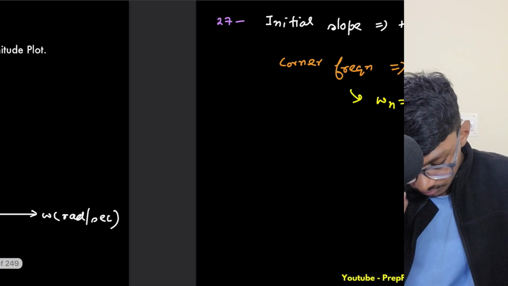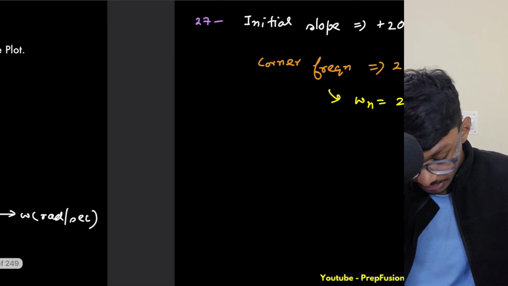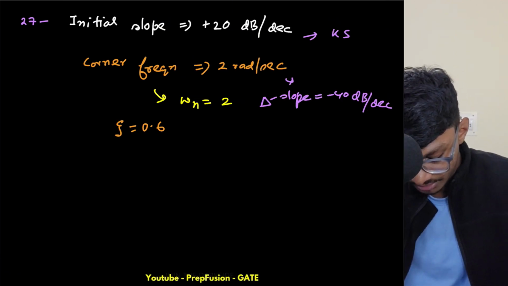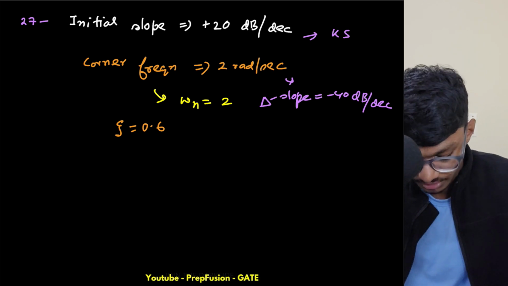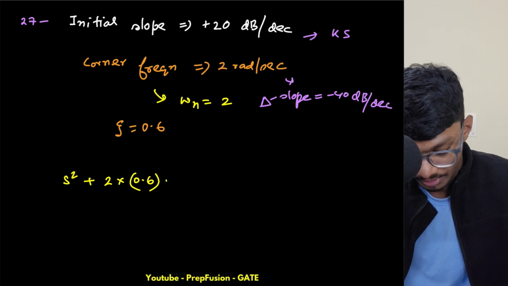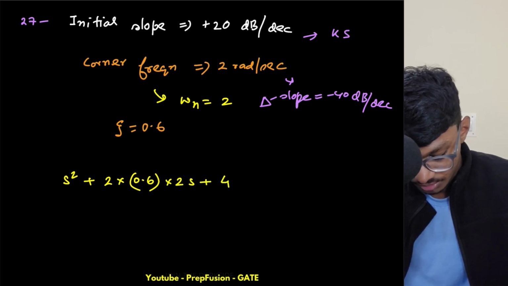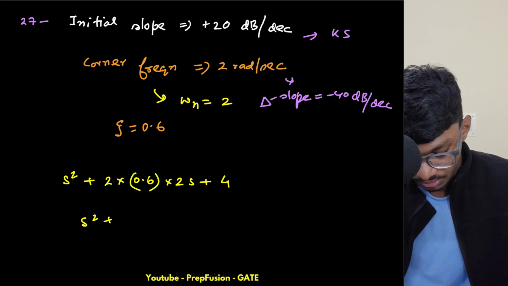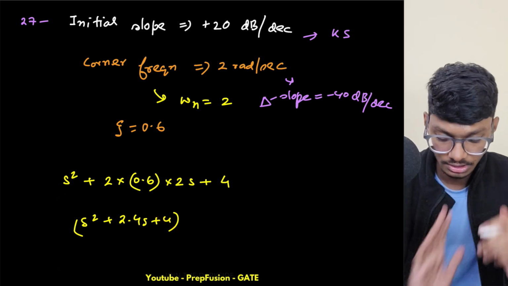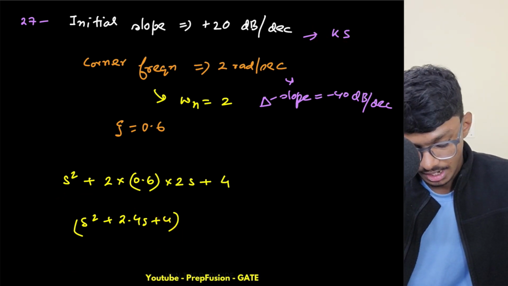Now can we approximate it? What is the order? Zeta they have given as 0.6. So obviously I can write the characteristic equation from this. It will be s square plus 2 times zeta 0.6 times ωn 2 times s plus ωn square 4. So this is s square plus 2.4 s plus 4. These are the only terms.